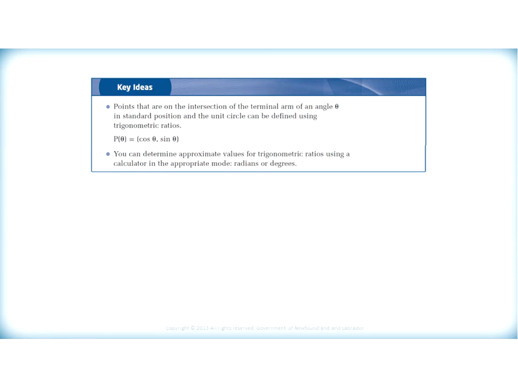Okay, let's have a look at the key ideas for this lesson. Points that are on the intersection of the terminal arm of theta in standard position and a unit circle can be defined using the trig ratios P of theta, cosine theta, comma sine theta. You can determine approximate values of trig ratios using a calculator in the appropriate mode, radians or degrees. And that is this lesson.